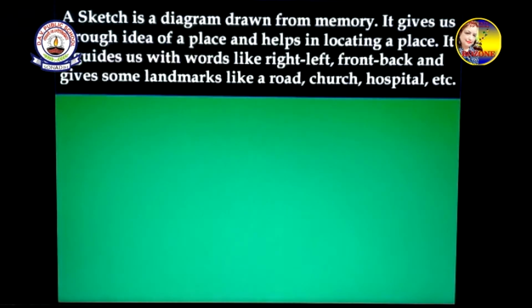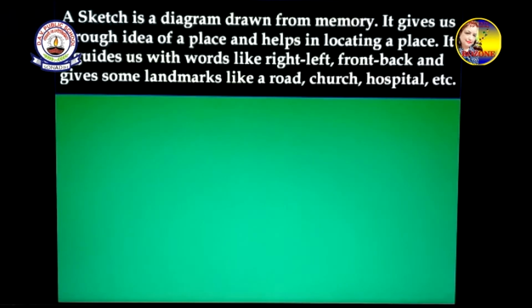A sketch is a diagram drawn from memory. It does not have any special feature. You draw and show people the diagram of any place in order to make them reach there. It is not made to scale, just a rough idea. It gives us a rough idea of a place and helps in locating a place. You can find a place through the sketch.